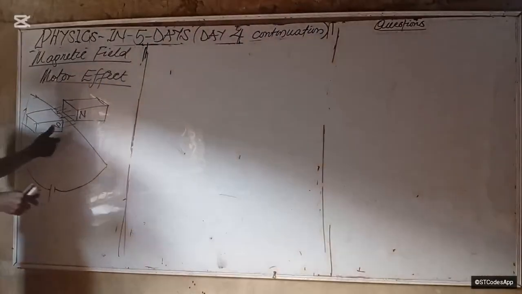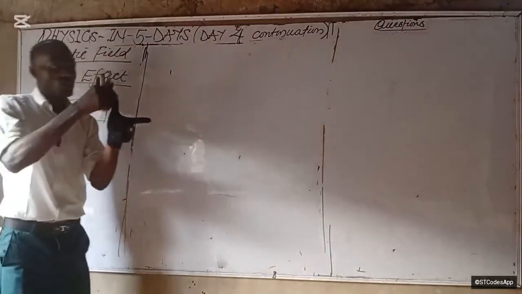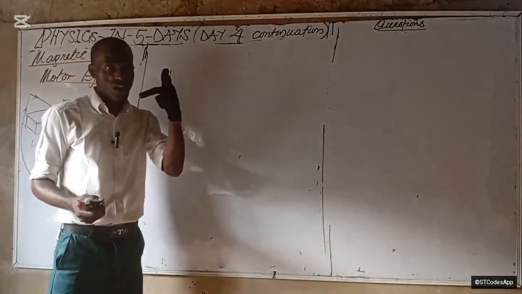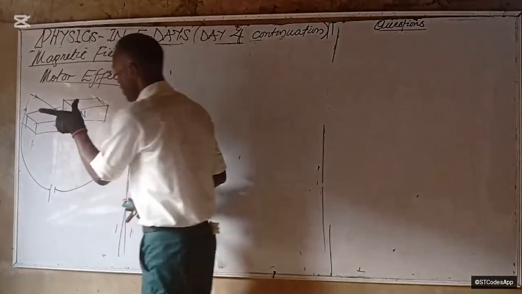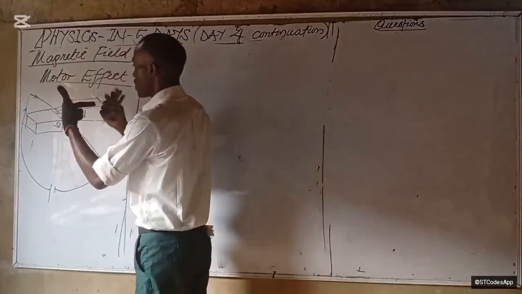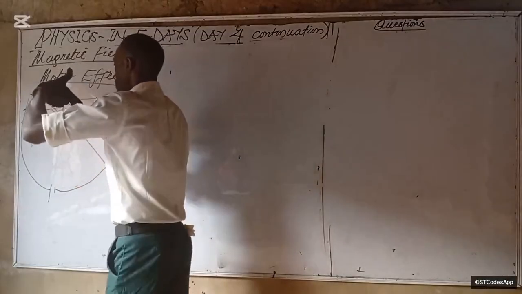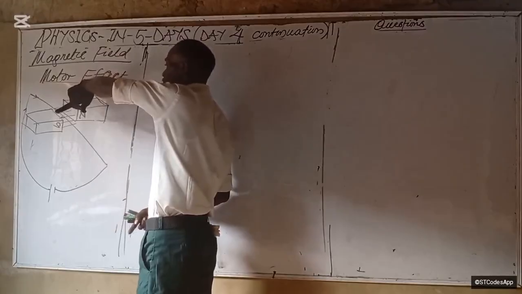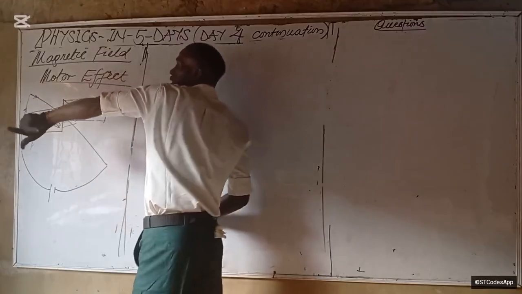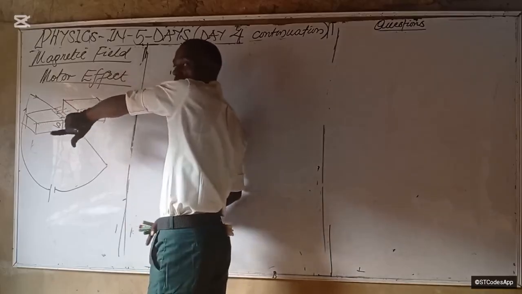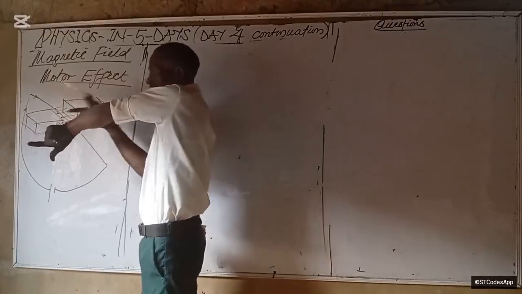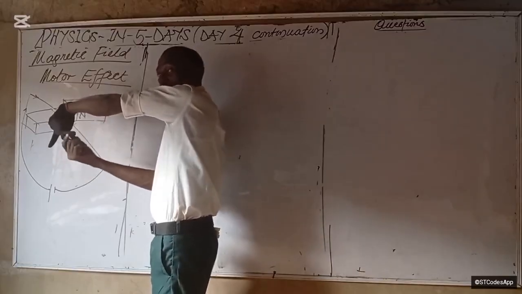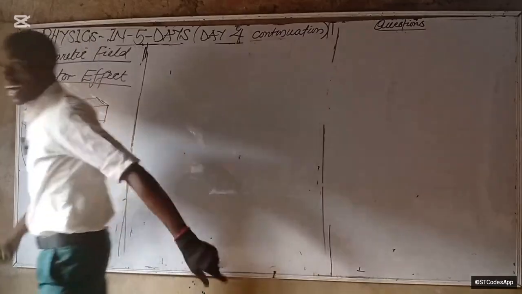So where will the force move in this case? This hand represents the field. Magnetic field is like this, so let's point in that direction. This hand is the current. Current is going towards me like this, right? So where will the force move?